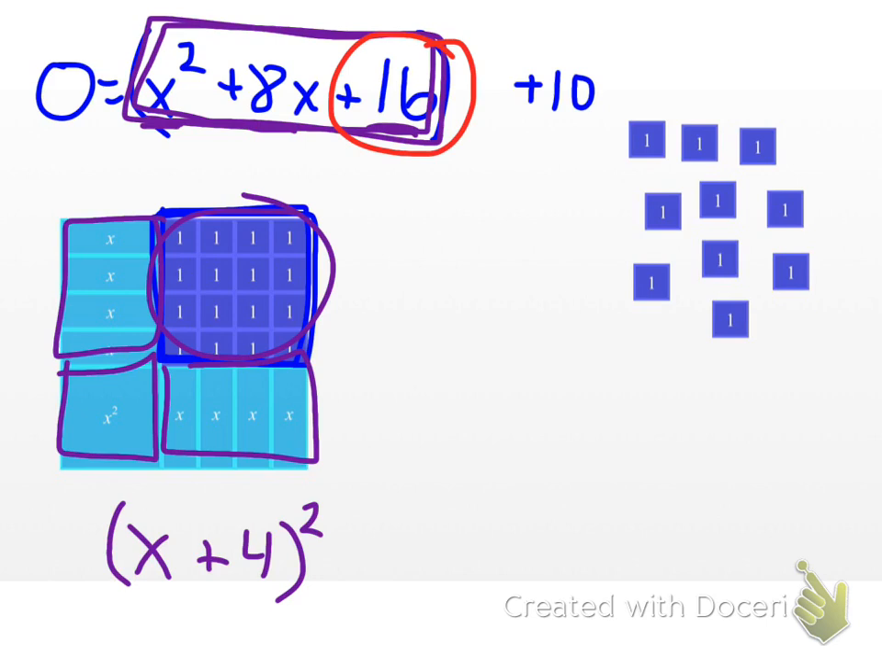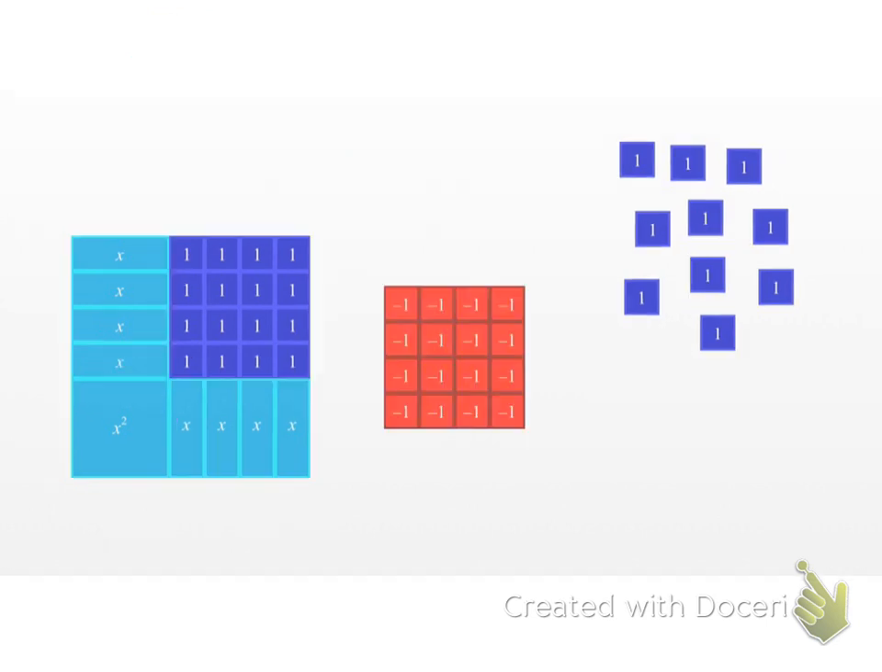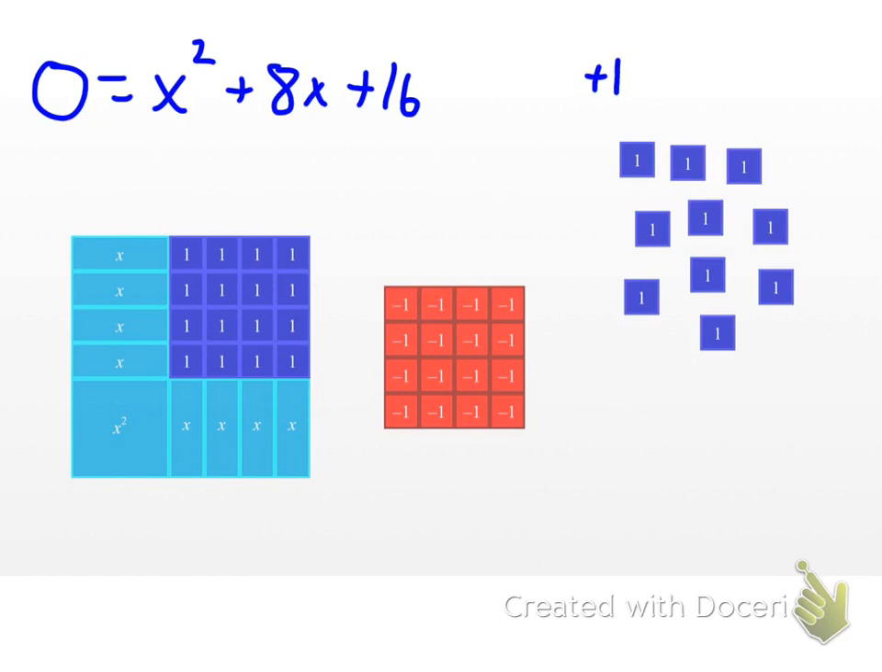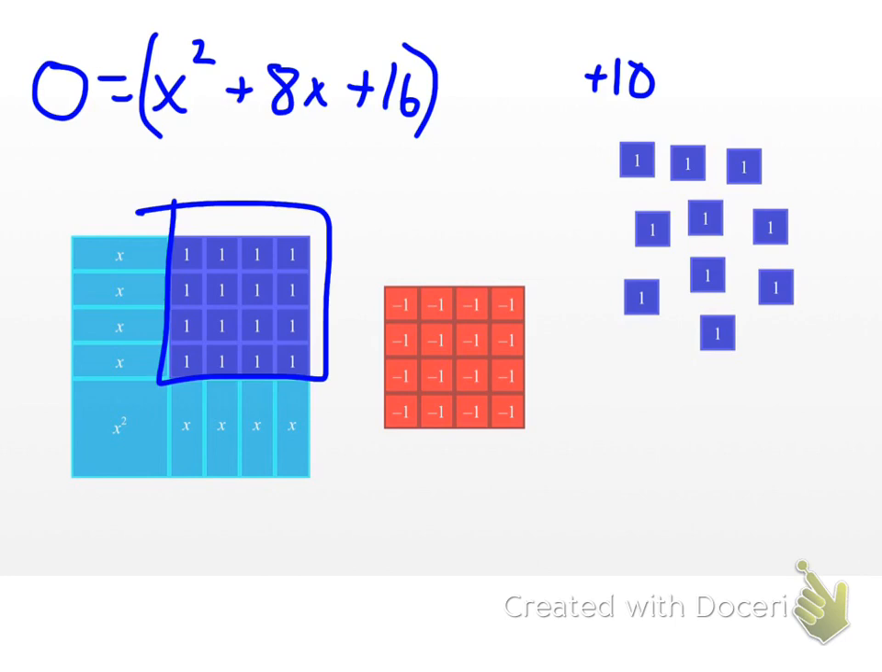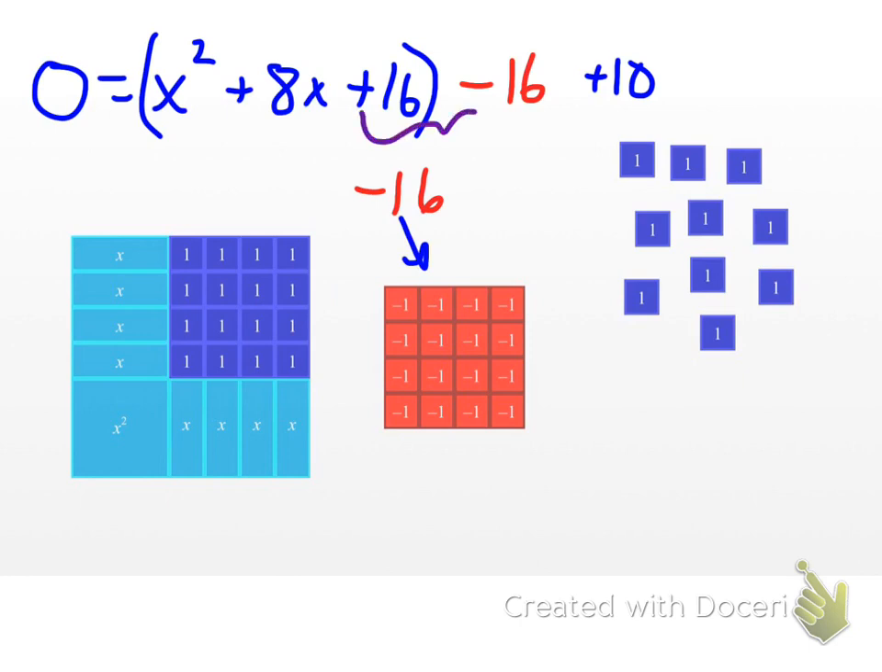So what I need to do is if I add 16, just like on this next slide, so if I have my 0 equals x squared plus 8x plus 16, and the plus 10 is over here on the side, if I added in this 16 right here, I need to also subtract 16 outside of that square. And when I subtract 16, these two make 0.